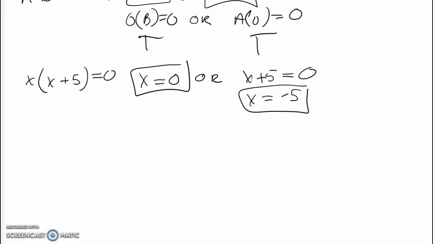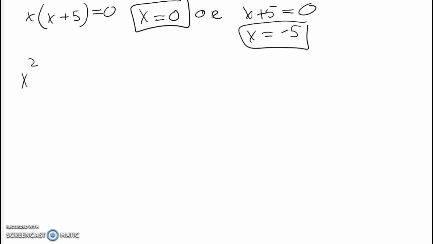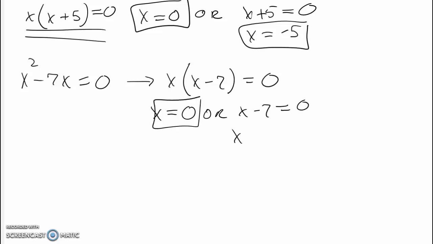Well, let's go back to our original problem, x squared minus 7x equals 0. What's the problem here? You don't have a product as you do in the example above. How do you make it a product? You make a polynomial a product by factoring. So I'm going to factor out the x, and now I can solve the problem using the zero factor property. So I get x equals 0, or x minus 7 equals 0, and then of course x is 0, or x equals 7.